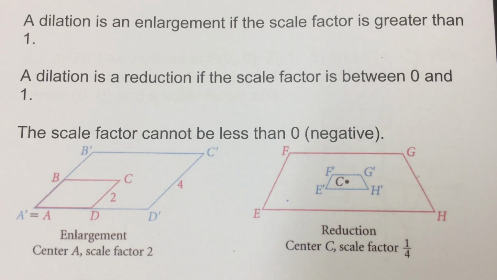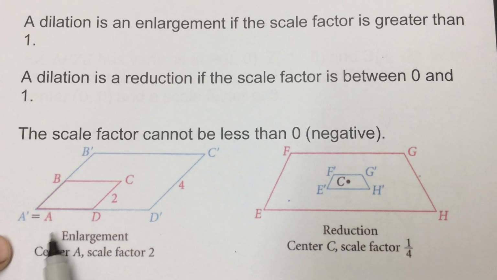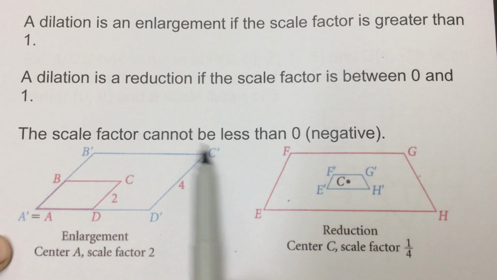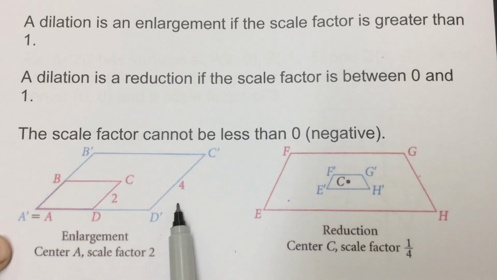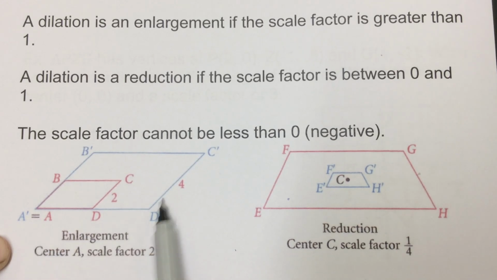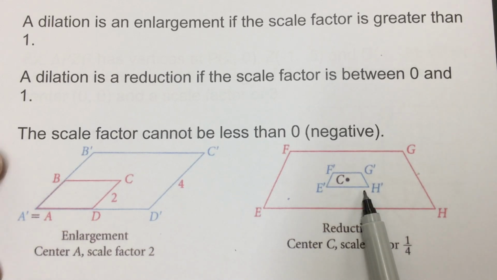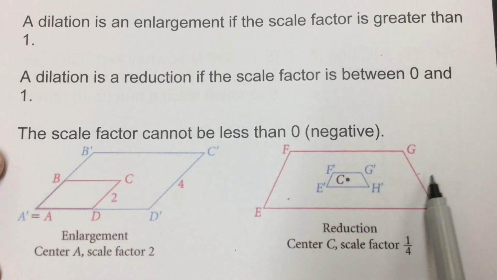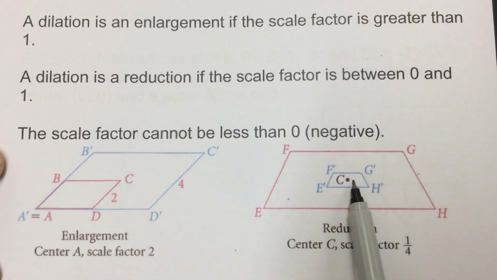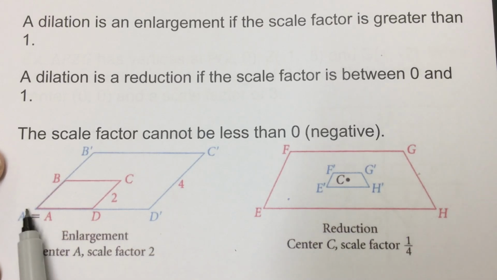So, like here, our red is our original. The blue is the image. Then this would be an enlargement, scale factor 2. Everything's twice the size. So if this side was 2, our enlargement, we would have a size of 4. Here we would have a reduction. So again, we're going from red to blue. We're going from the bigger down to the smaller. So this would be a scale factor of 1/4. Everything's 1/4 the size. Now, notice here, our center on our first one was at A.